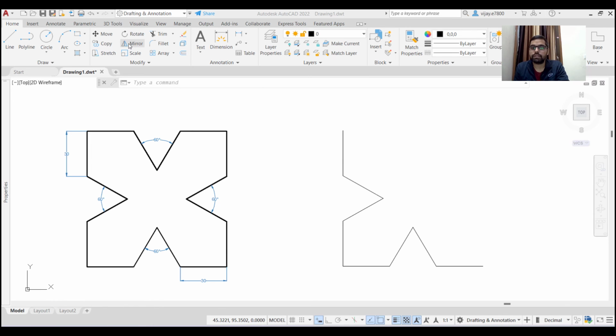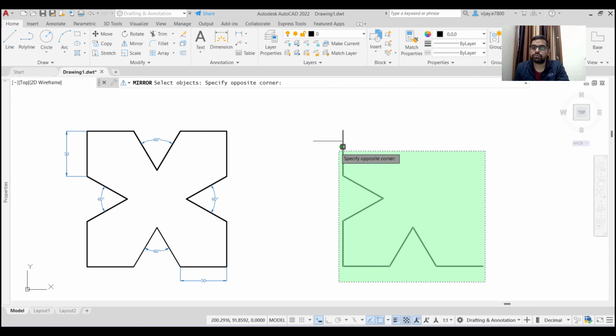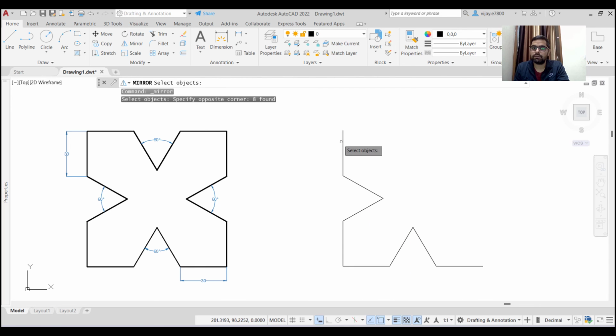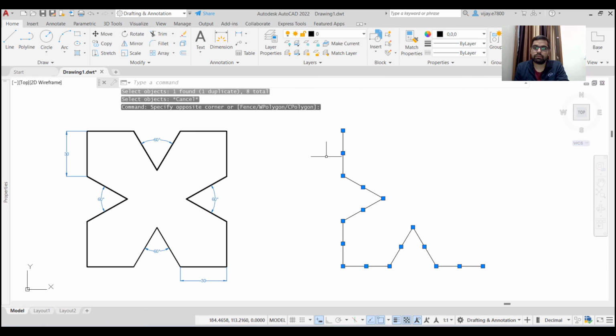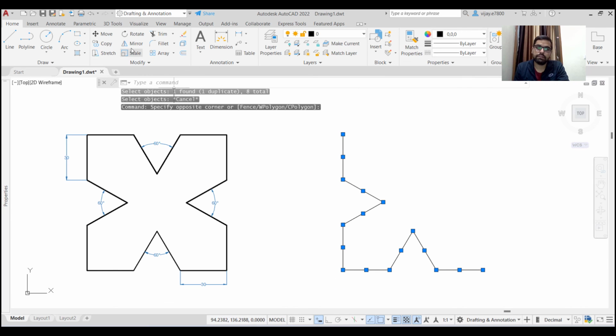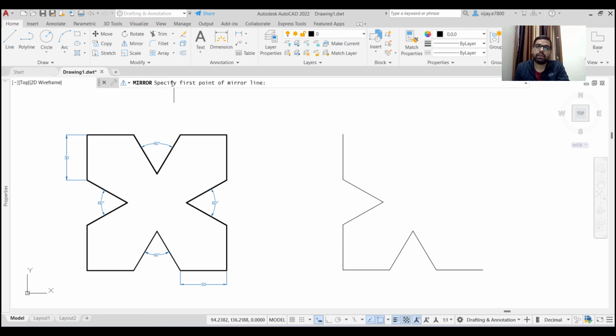Okay, so simply click on mirror. Now as soon as you select mirror, it will ask you to select the objects that you want to mirror image. So select all of these lines. Let me select all of these lines, then click on mirror. Now it will ask you to specify the mirror line.